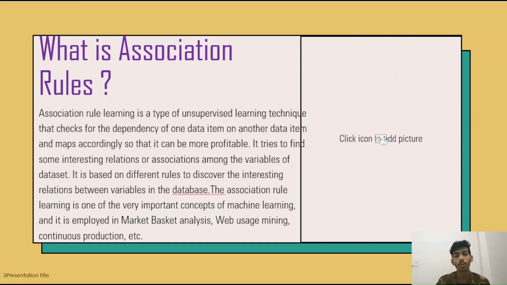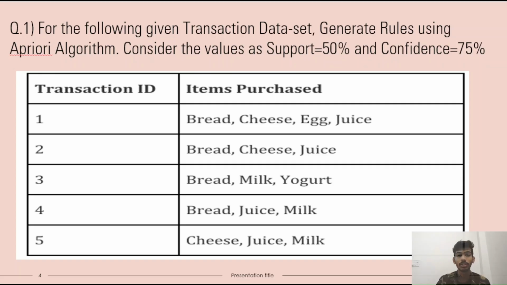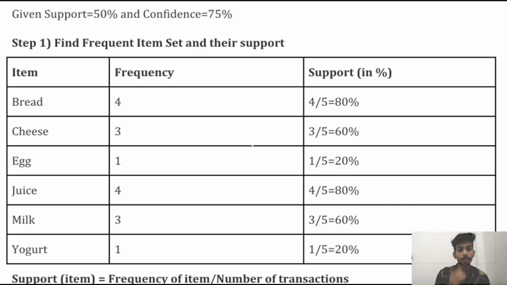Let's learn how to apply association rule on a numerical. For the transaction dataset, generate rules using the Apriori algorithm. Consider the values as support count 50% and confidence 75%. As you see on the screen, transaction IDs 1, 2, 3, 4, 5 and the items purchased by the people are bread, cheese, egg, juice, milk, and yogurt. Now we see the solution. We have been given support count 50% and confidence 75%.